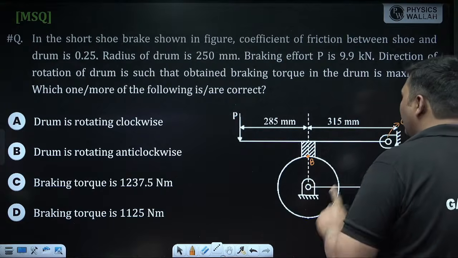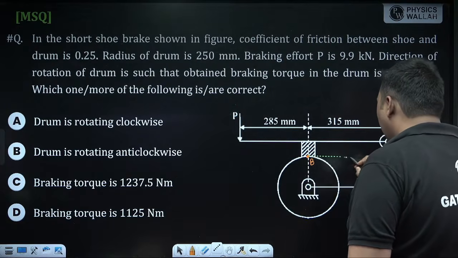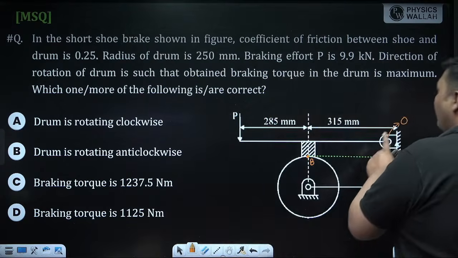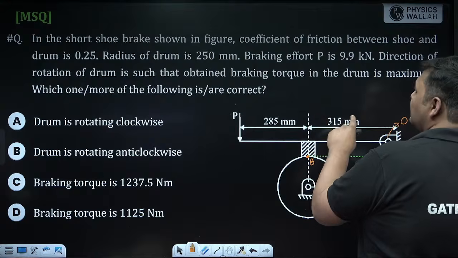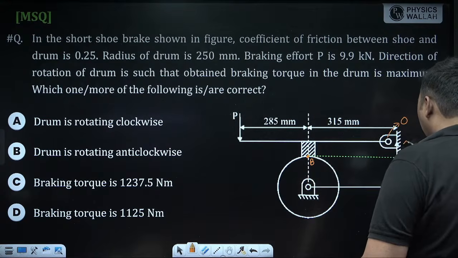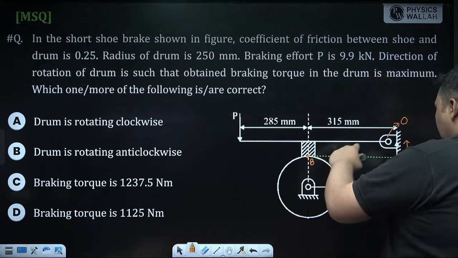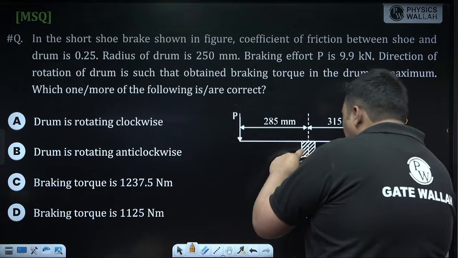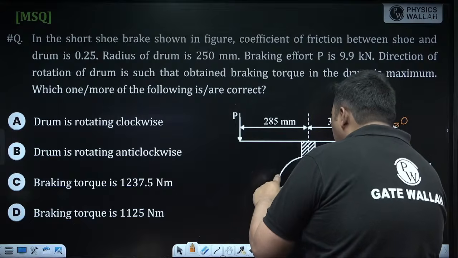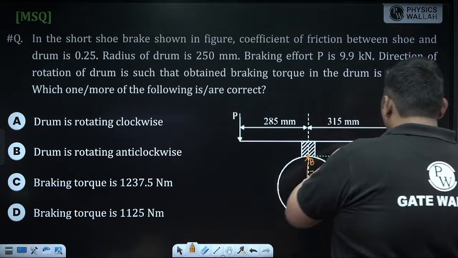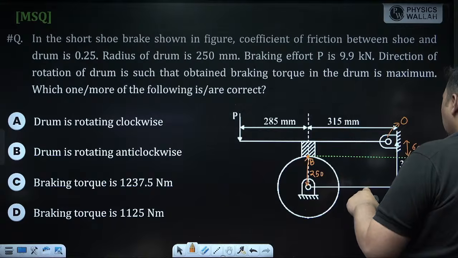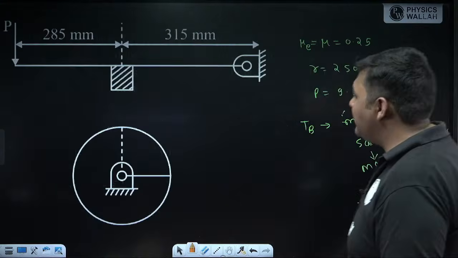When we draw the FBD of the lever, we'll see the distance of point B from fulcrum O. You can see the horizontal distance is 315 mm. Now what about the vertical distance? This you can also calculate, because this distance is 310 mm, and this is nothing but the radius of the drum, and the radius of the drum is 250 mm. So this distance will be 310 minus 250, that is 60 mm. Now I am drawing separate FBDs of drum and lever.